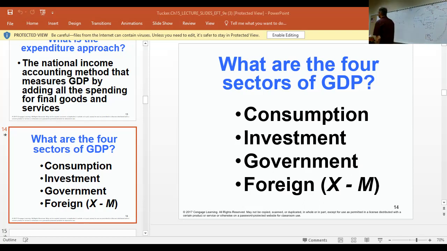Now there are 4 sectors in the economy when we draw this thing all the way out. We have consumption, investment, government spending, and then net exports, NX. There's your equation. That right there is NX, X minus M. A look at what these things are composed of.